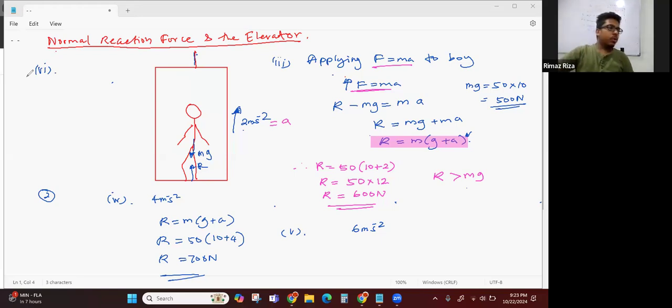Okay, so the Roman number 6: the lift is moving vertically upward with a uniform deceleration of 2 meters per second squared.